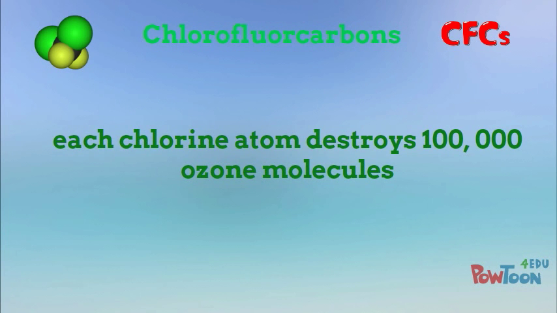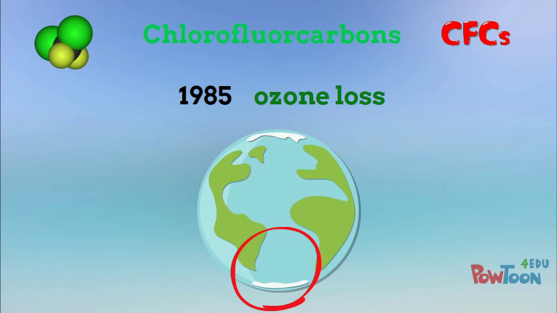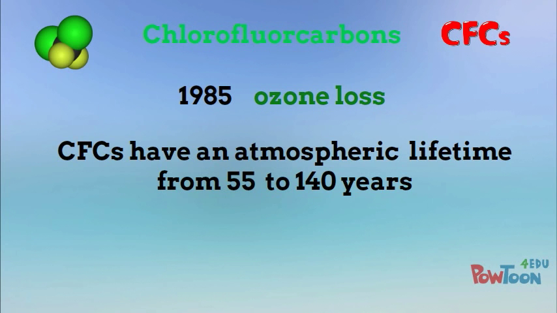Some of the released chlorine becomes active in destroying ozone in the stratosphere, at a rate of 100,000 molecules of ozone destroyed per chlorine atom that exists. By 1985, ozone loss included the Antarctic ozone hole and ozone loss in the mid-latitudes. There was also concern because CFCs have very long atmospheric lifetimes, which limits our ability to reduce their accumulation in the atmosphere.